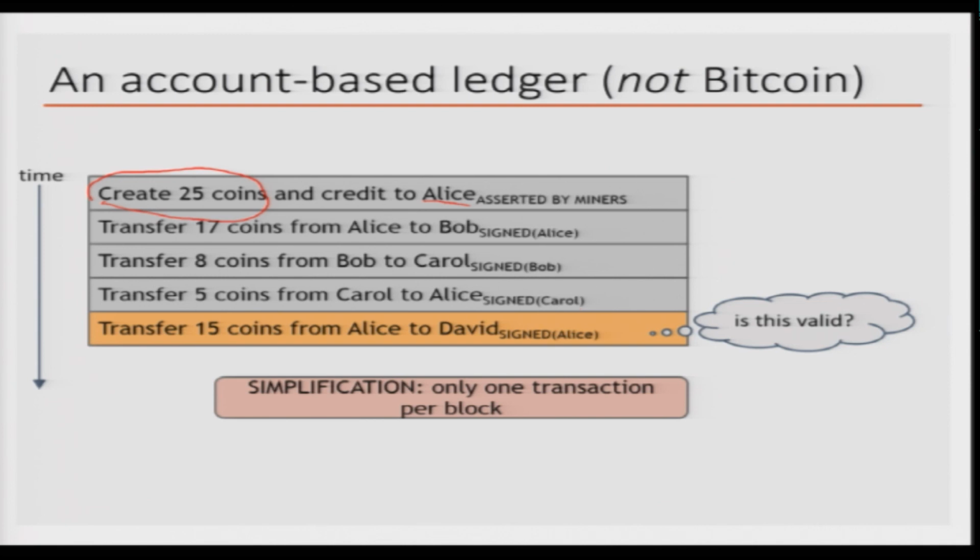In order to decide that, we have to go through all the transactions that happened before, and if you consider each of these transactions as a block, we are basically going all the way to the genesis block to find out whether a transaction is valid.